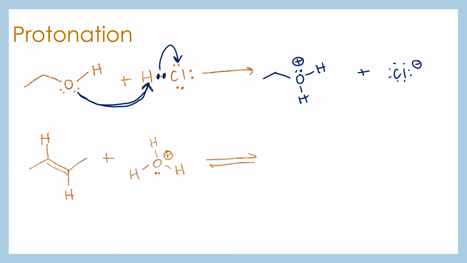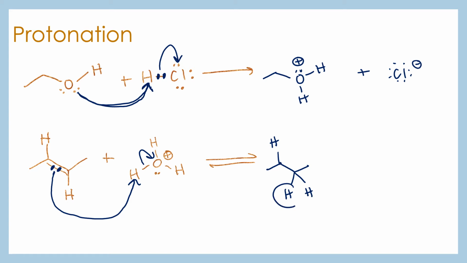You can also look at this with alkenes. Alkenes are capable of picking up protons as well. So the pi electrons in that double bond can pick up a proton from hydronium. And so now one of these hydrogens is the hydrogen from hydronium. And the other carbon here ends up with a carbocation.